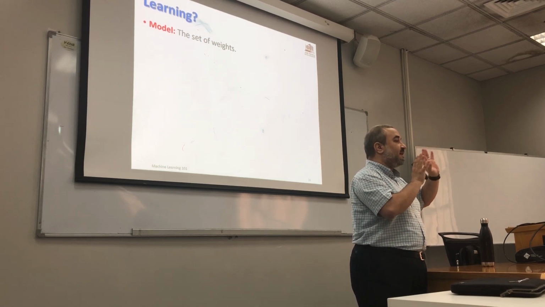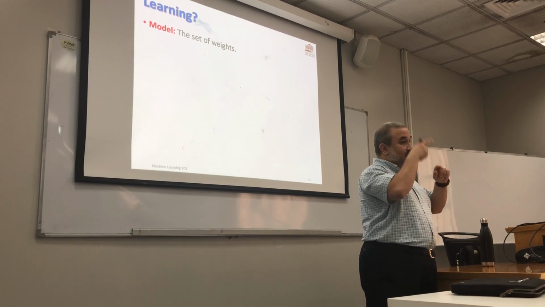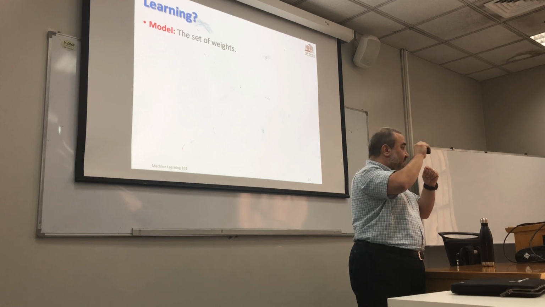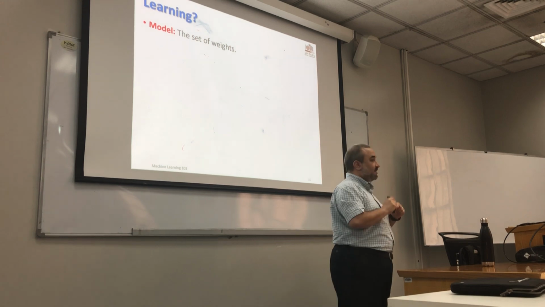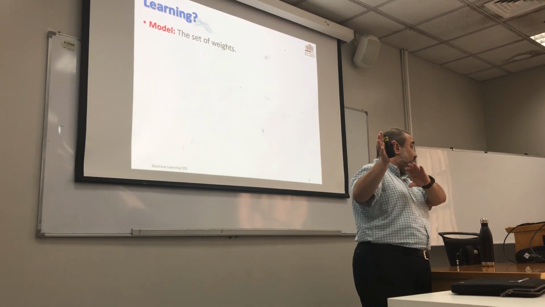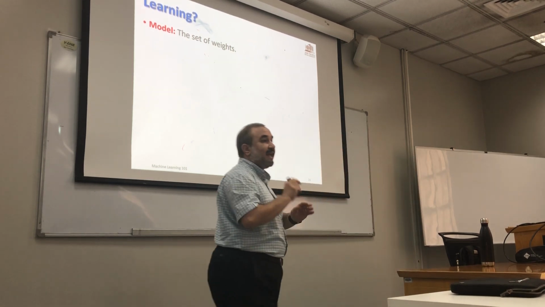Not the function. We didn't say anything about functions in decision trees. What did you say? Branches. The branches. So the questions that we ask and the order of them, right? And at the end, what are the decisions when we get to the leaves? These are the parameters of the model that we want to learn in decision trees. In perceptron, what we want to learn is the weights.